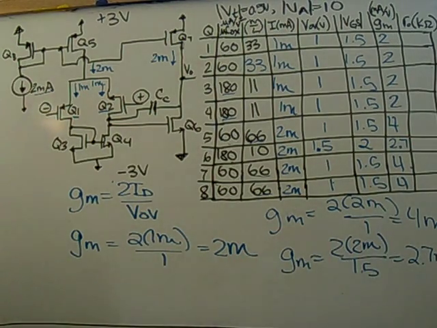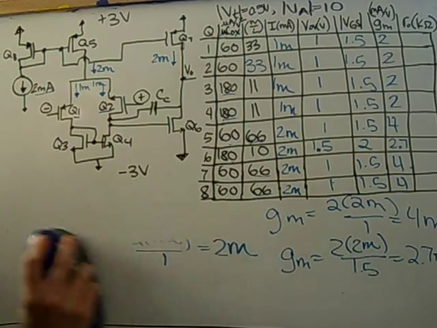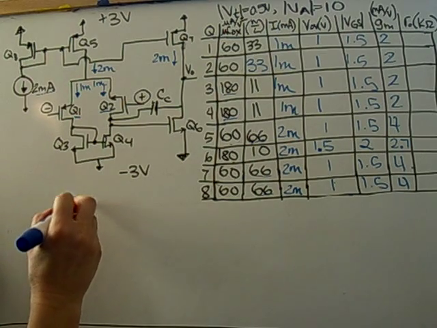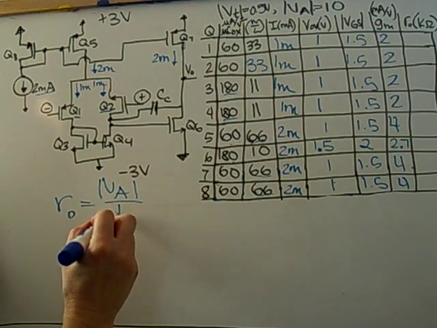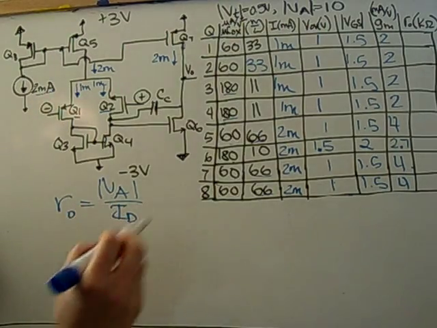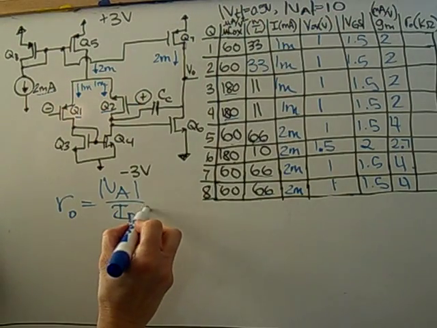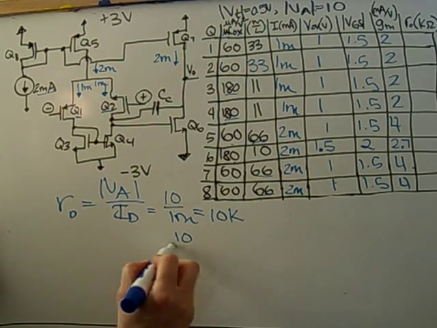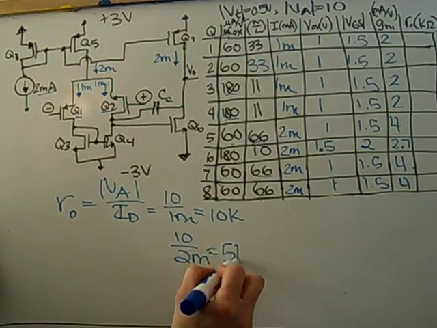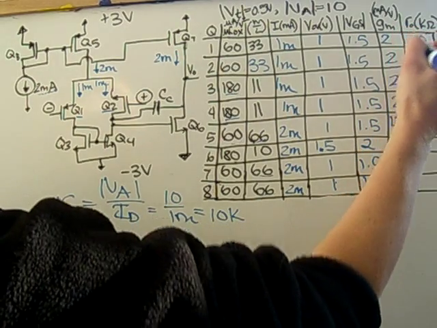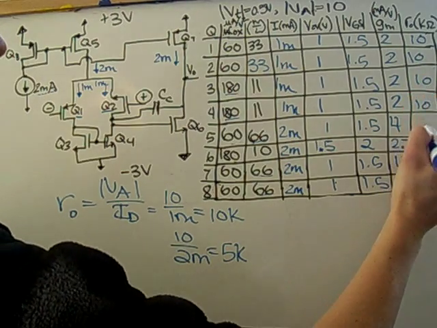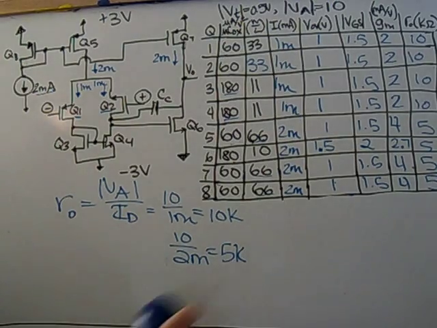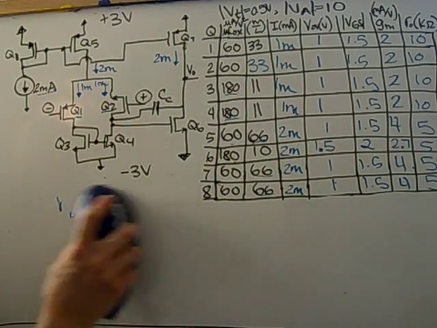For RO, RO is equal to VA over ID. So we have VA was given as 10. So we have 10 over 1 milli. We get 10K. And then we also have 10 over 2 milli, so we get 5K. So this will be 10K, 10K, 10K, 10K, and then 5K, 5K, 5K, and 5K. So now we filled in the entire table.